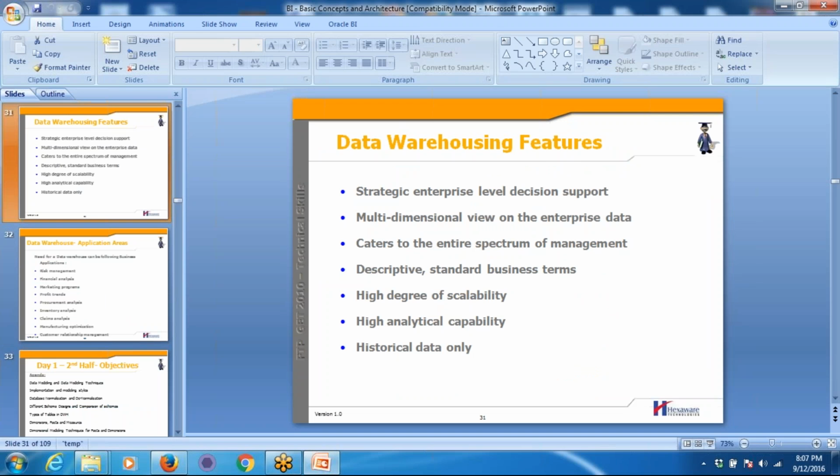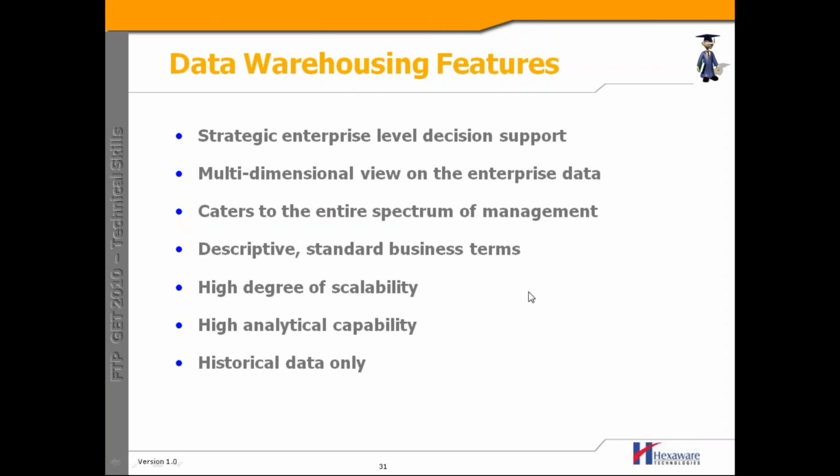So, data warehouse features. We very well know the main purpose of a data warehouse is strategic, enterprise-level decision support. It supports enterprises in taking strategic decisions. Multi-dimensional view is one of the most important things: your warehouse is multi-dimensional. We'll see the different kinds of multi-dimensional structures available in the coming slides.